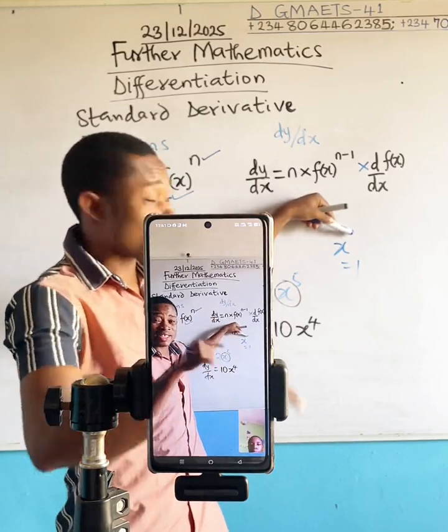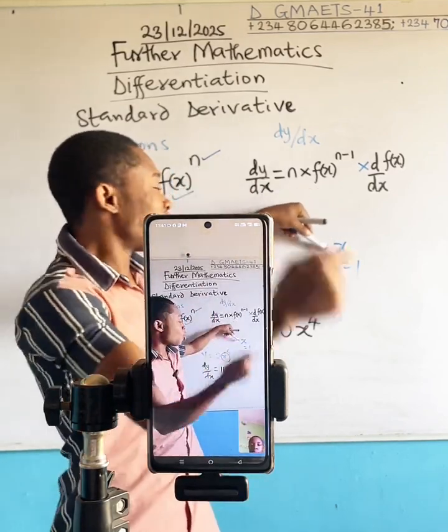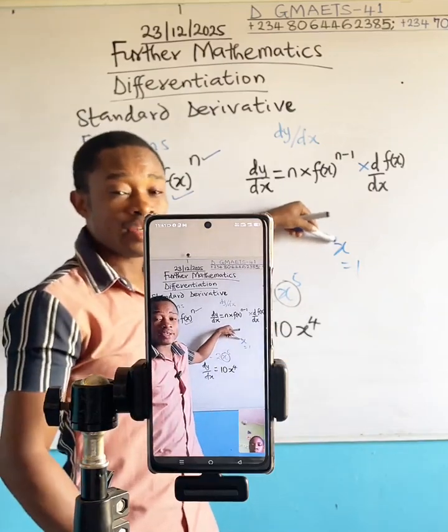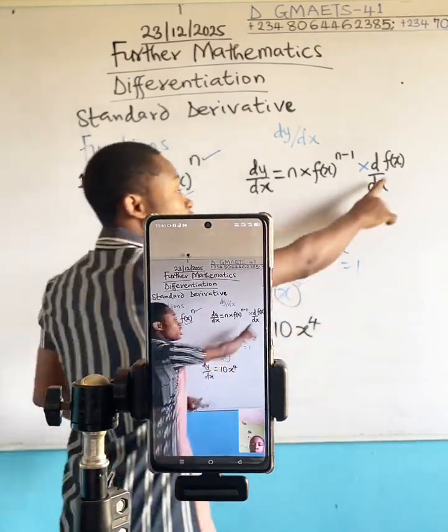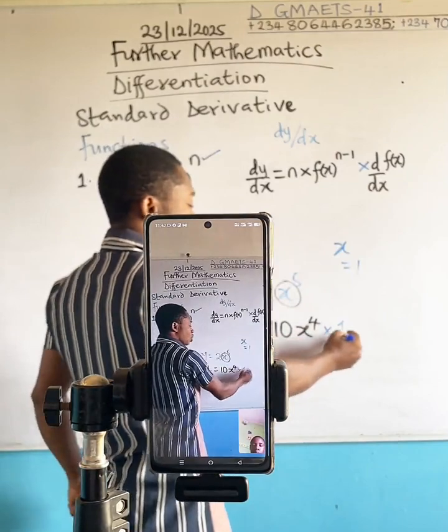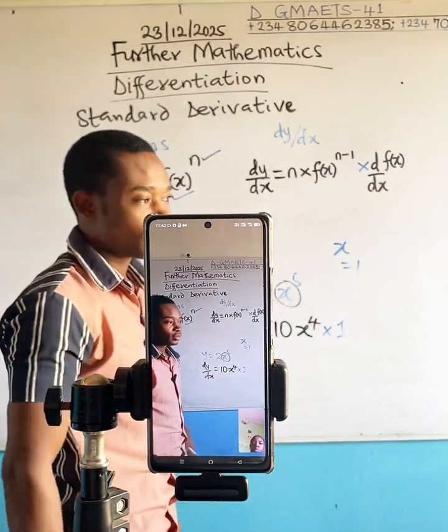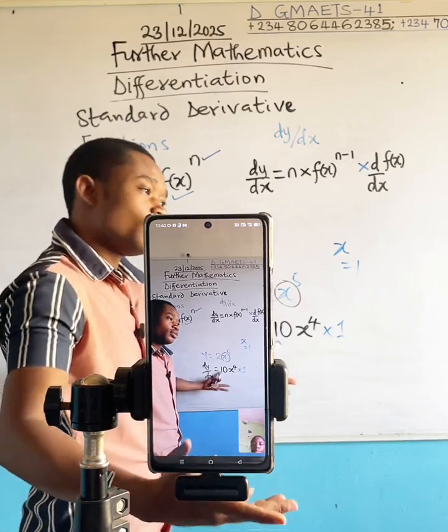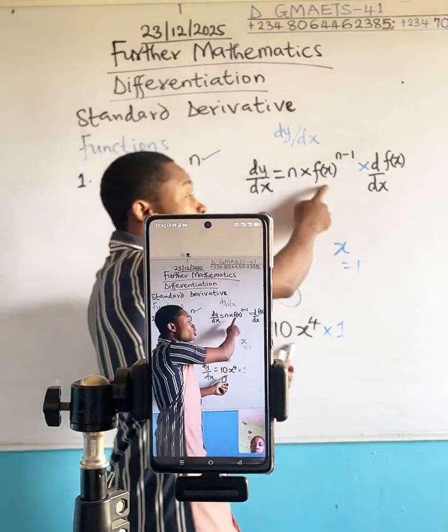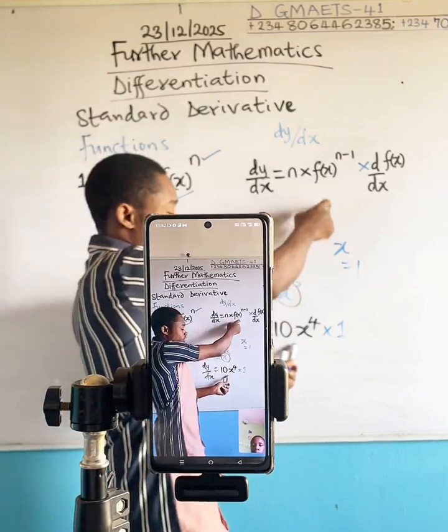1 minus 1 is 0. X raised to power 0 is 1. 1 times that 1 multiplied will still give you 1. So if I differentiate the minor function here, this is meant to be times 1. True or false? True. Which still maintains the major differentiation you did earlier.